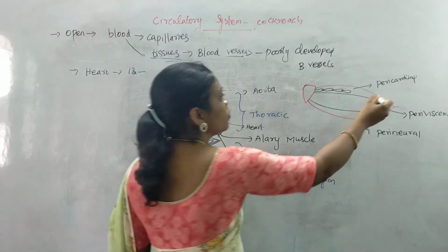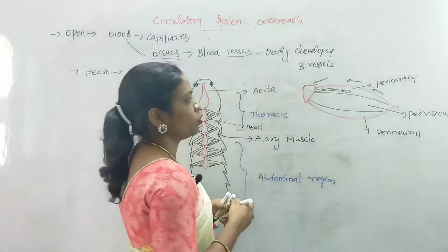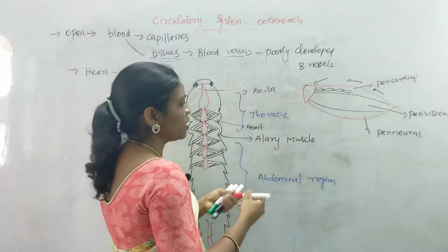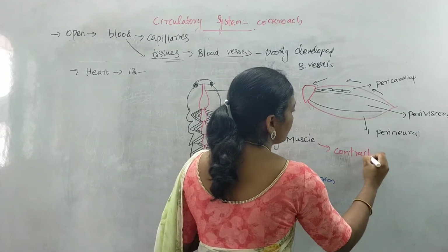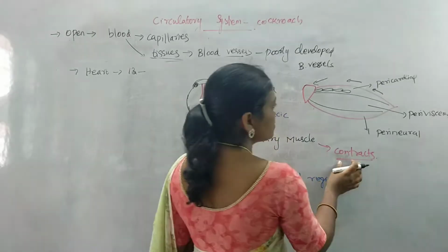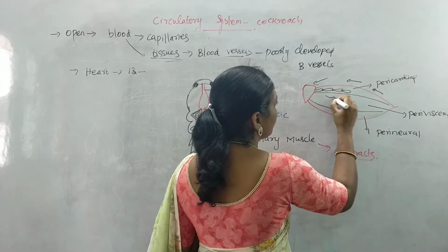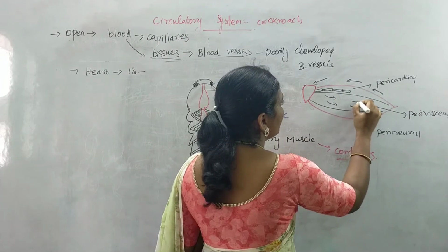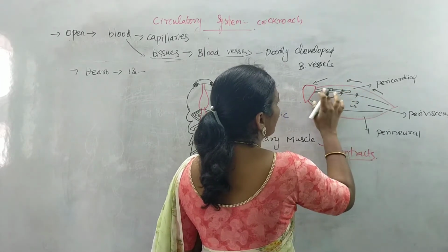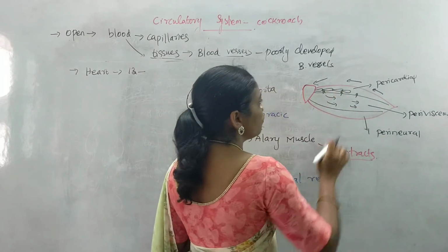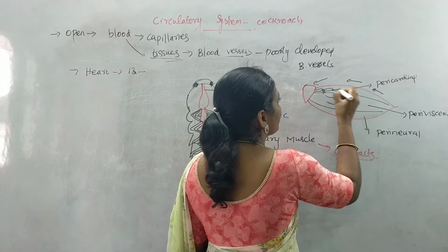As we already know, the blood flow in cockroaches is only from the posterior direction to the anterior direction. So when these alary muscles contract, what will happen? When these muscles contract, the blood flows from the hemocoel and reaches the pericardial cavity. The pericardial cavity is where we can find the heart. From the pericardial cavity, the blood enters inside the heart.